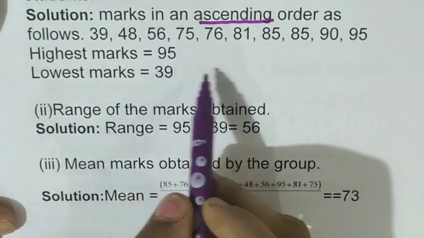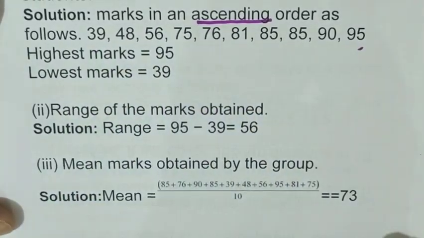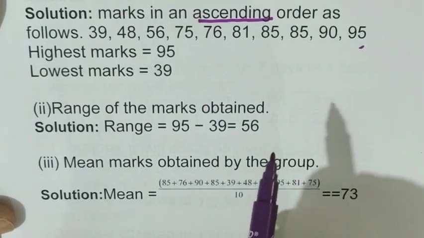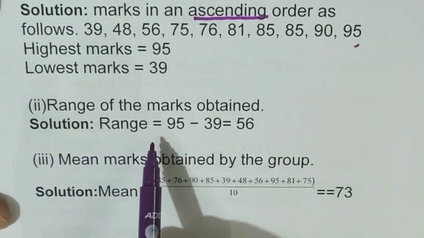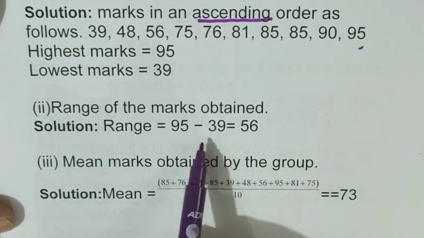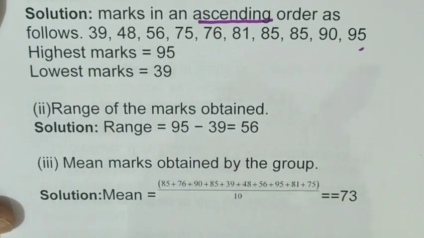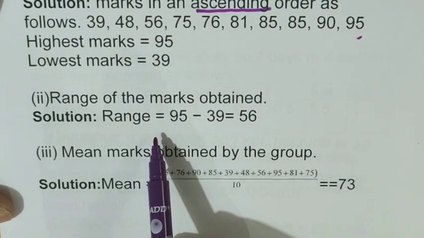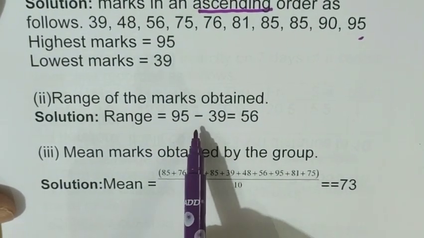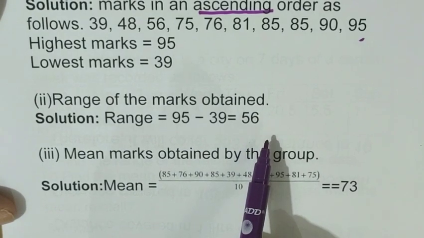Highest mark is equal to 95 and the lowest is equal to 39. That is the first part of the question. Now what is the second part of the question? Range of the marks. So range means maximum minus minimum value. So 95 minus 39 equal to 56. Understood? Range is equal to maximum minus minimum. It is equal to 95 minus 39 equal to 56.